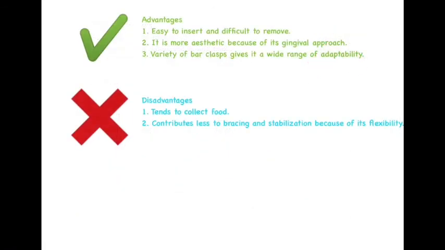Yeah, so moving on towards the advantages of our bar clasp. The first one is that it is easy to insert and difficult to remove, right? We need a prosthesis which is definitely easy to insert, but it should not come out, right? And the second thing is it is more aesthetic because it is gingivally approaching, right? This we have already discussed. If it approaches from the gingiva, there will be less metal showing in the oral cavity, therefore it is aesthetically superior as compared to our circumferential clasp.